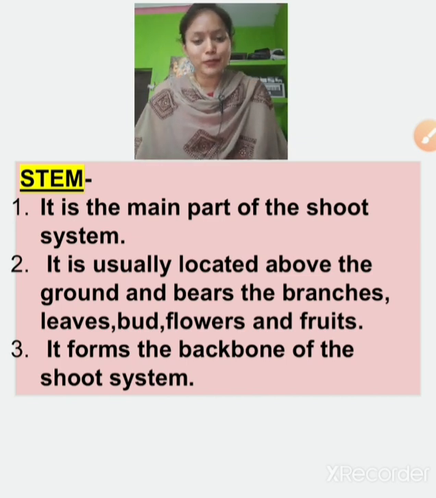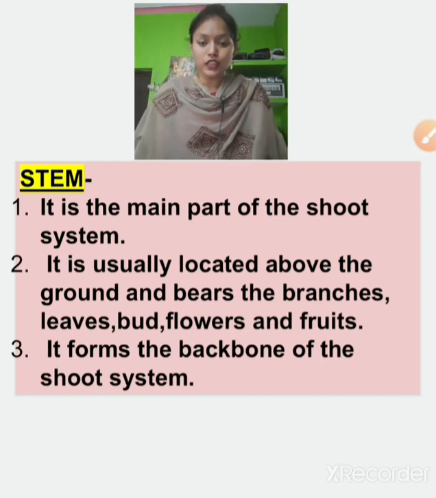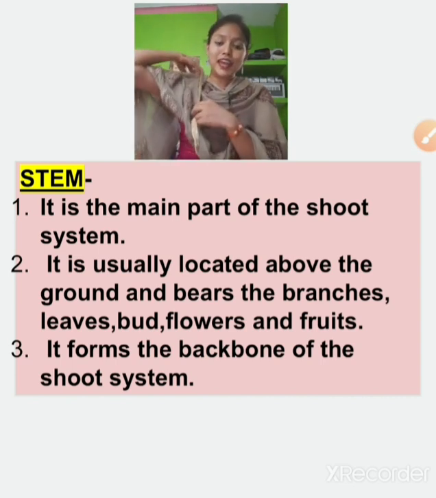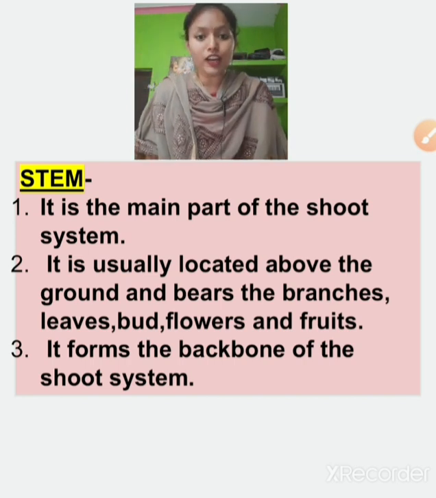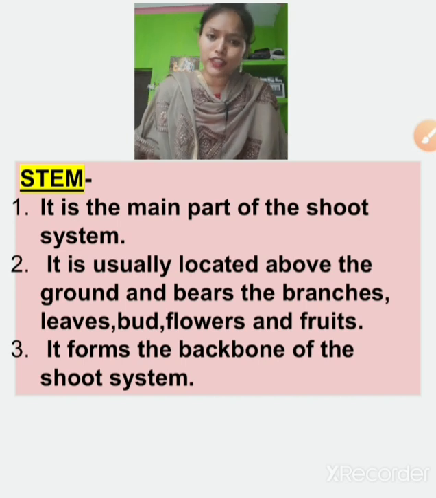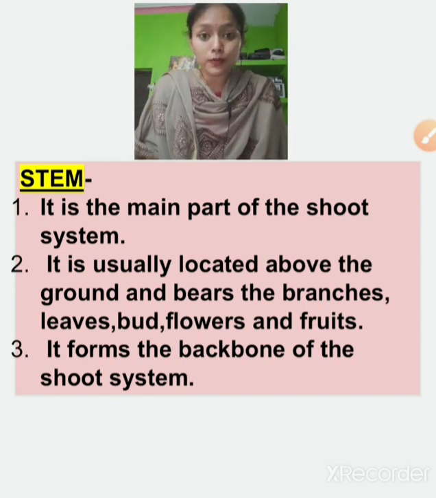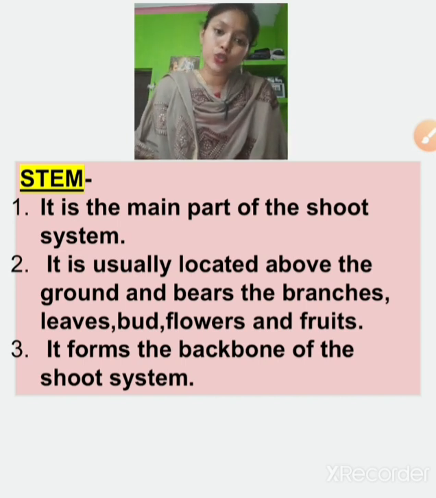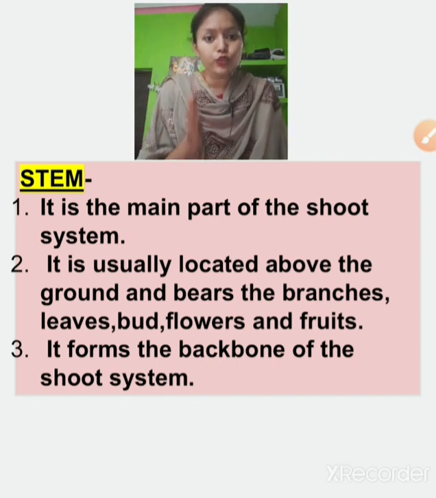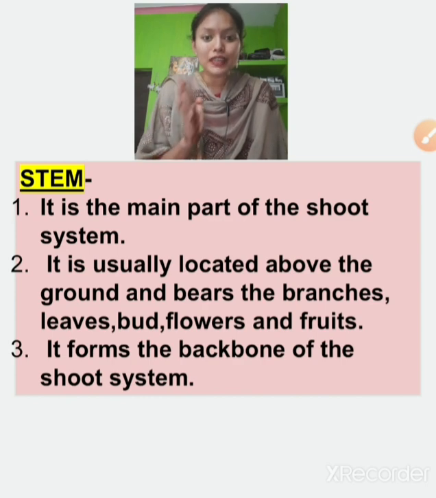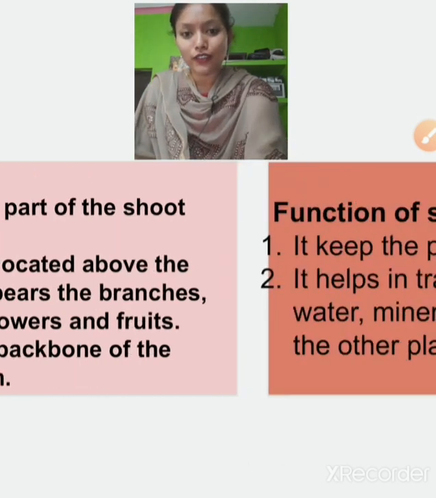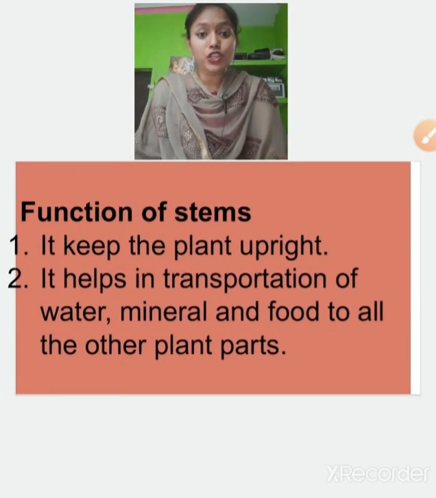Now we studied about the stem. It is the main part of the shoot system, and it is usually located above the ground and bears the branches, leaves, fruits, vegetables and all. It forms the backbone of the shoot system. It is the backbone of what? Stem is the backbone of the shoot system. Is it clear?